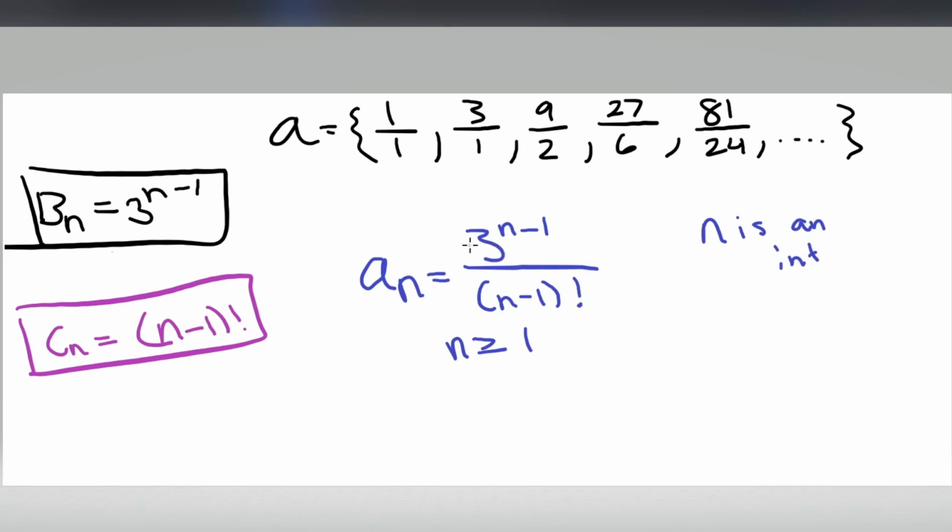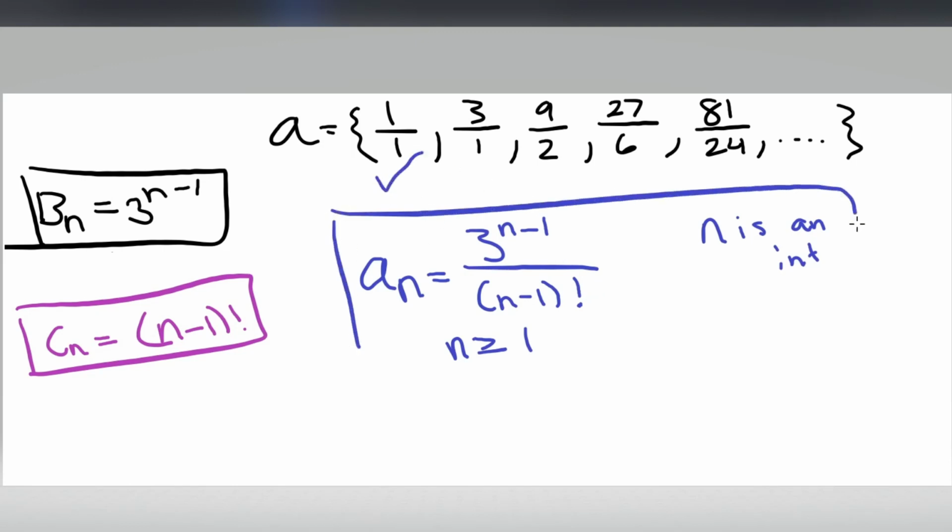Once again, if we plug in 1, 1 minus 1 is 0. Anything raised to the 0th power is 1, and 0 factorial is 1 as well. So this works. This is our answer here.